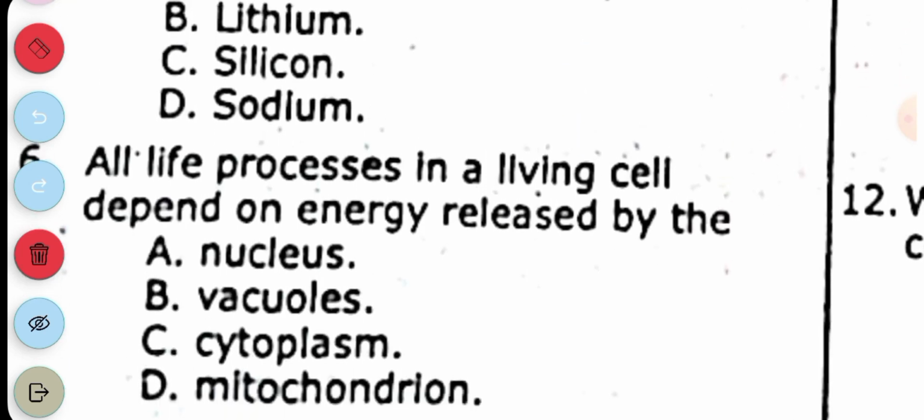Question 6. All life processes in a living cell depend on energy released by A. Nucleus, B. Vacuoles, C. Cytoplasm, D. Mitochondria. So the energy is released by the mitochondria because that's where cellular respiration takes place.